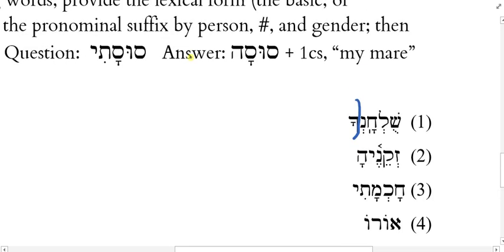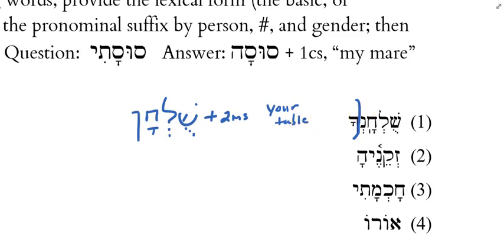It's the second masculine plural pronoun. So what we want to do is give the lexical form, which is shulchan, which is spelled this way, plus which pronoun is this? What person, gender, number? 2MS. And we're going to translate this as "your table." And the "you" is a masculine singular you.